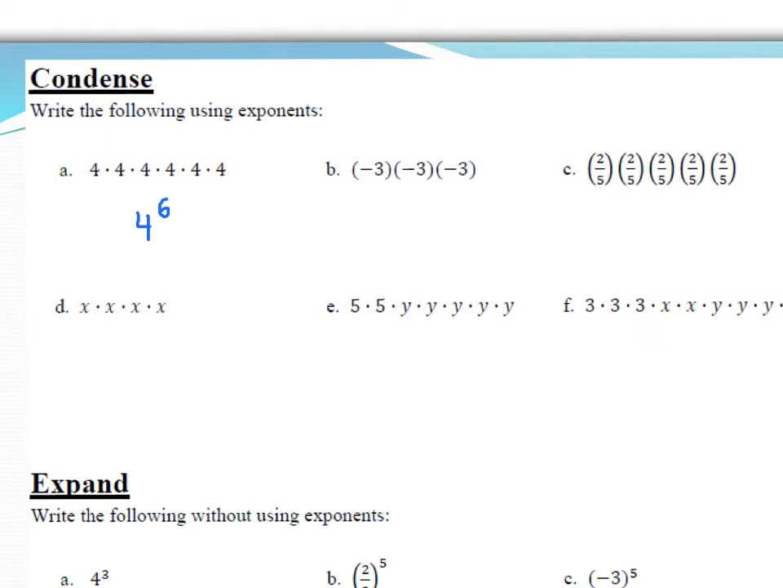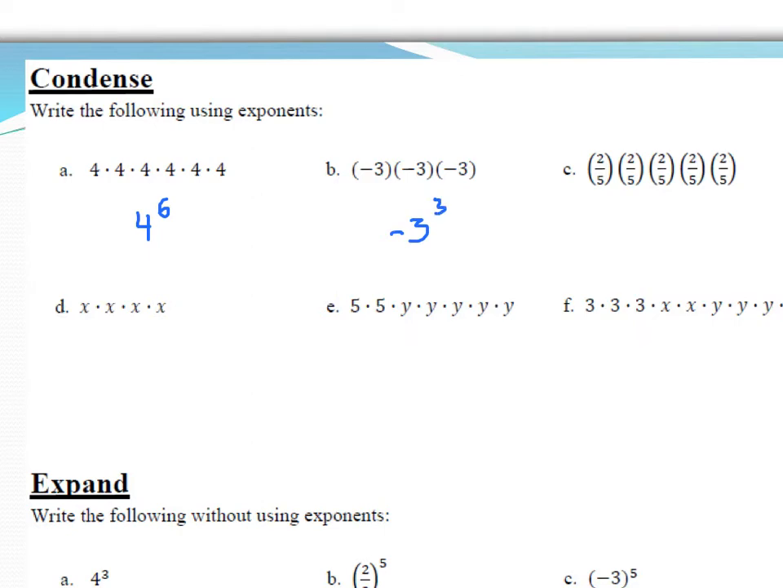The second one, B, -3 times -3 times -3. So notice here we're thinking about the number we're multiplying by itself. In this case, that would be -3. -3 in this case represents my base. Now the power represents how many times I'm multiplying -3 by itself. In this case it's 3 times. So this would be -3 to the 3rd power.